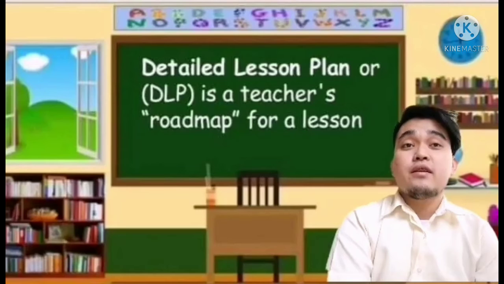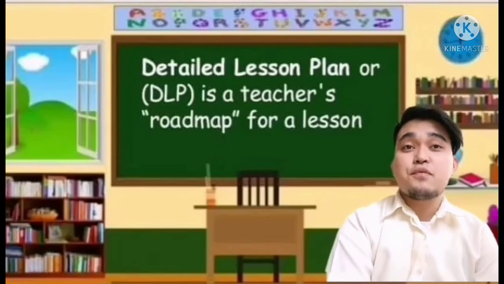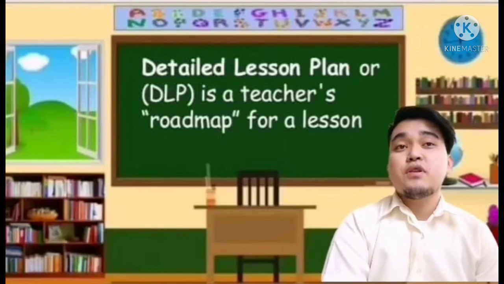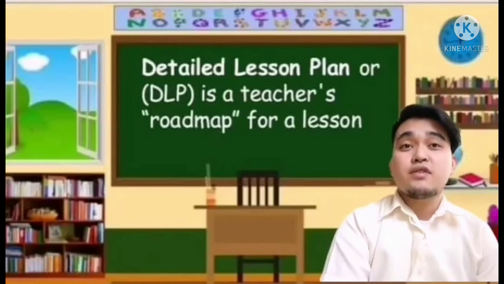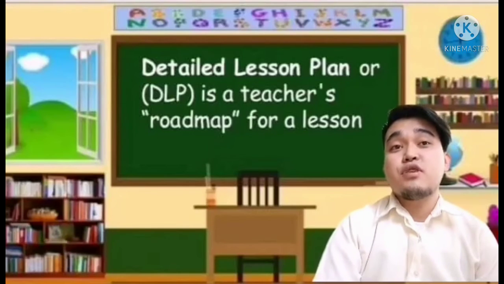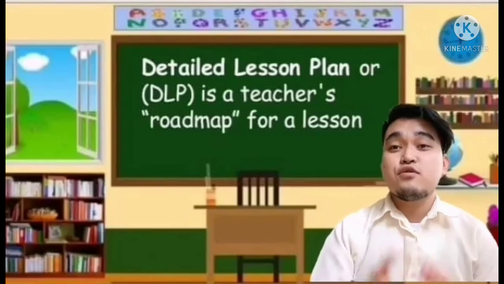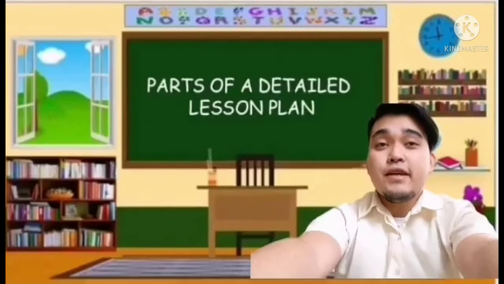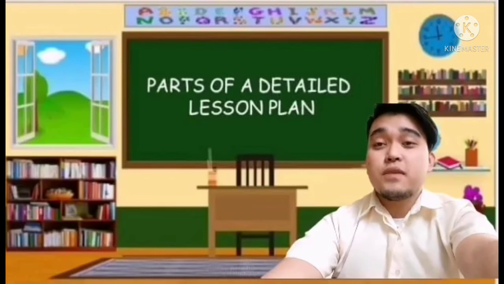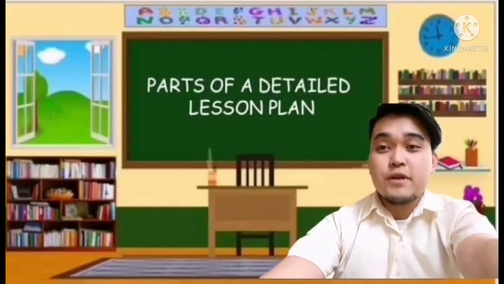I will discuss the Detailed Lesson Plan or DLP. A Detailed Lesson Plan is a teacher roadmap for a lesson. It contains a detailed description of the steps a teacher will take to teach a particular topic. Semi-detailed plans leave out the student activity, but detailed lesson plans focus on conversation and question and answer between students and the teacher. Here are the parts of the detailed lesson plan: the objectives, subject matter, procedure, and the lesson proper.